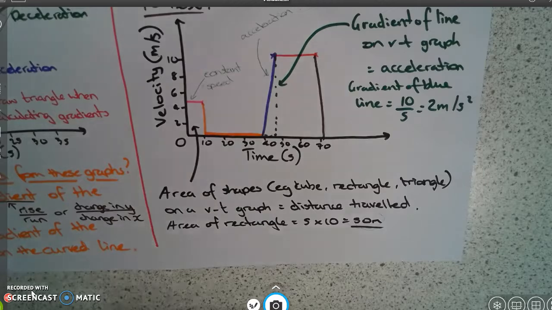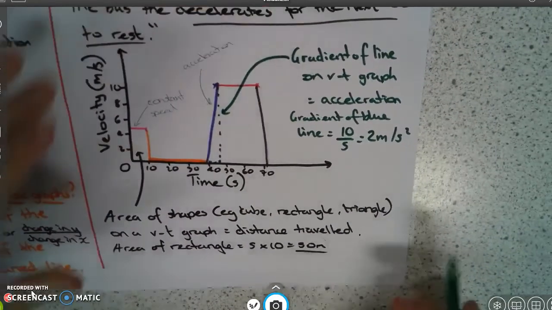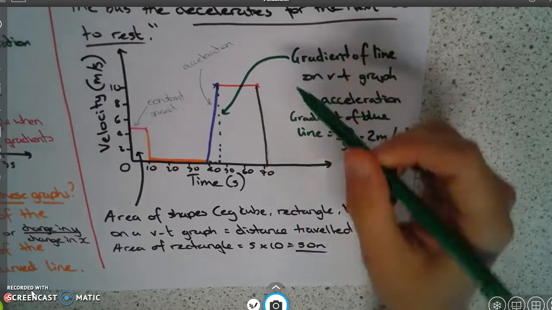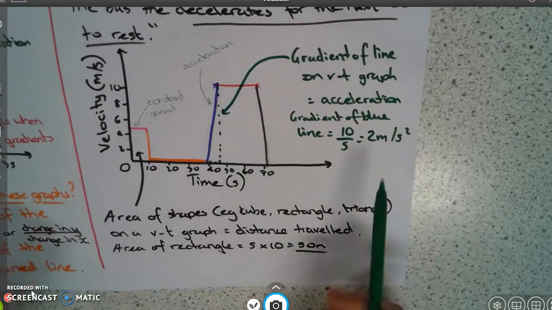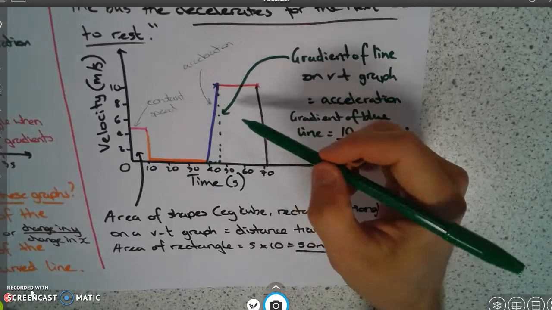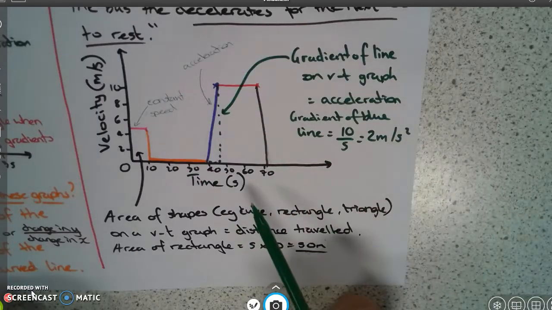The second thing you could be asked about is to calculate the acceleration or the deceleration. And the way in which you do that is just calculating the gradient of any one of these lines. So when you see a diagonal line with a positive or negative gradient, you calculate the gradient of that line to calculate the acceleration or the deceleration.